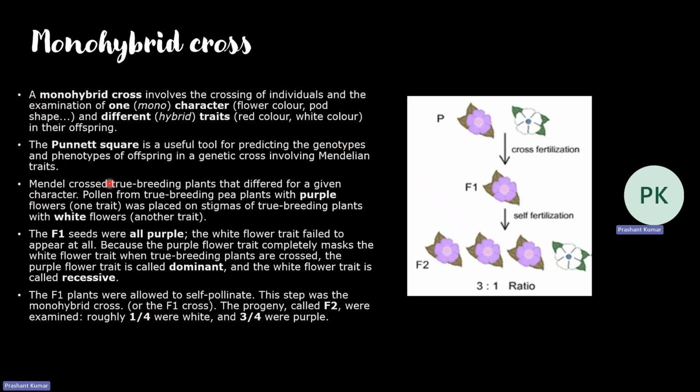Now, the Punnett square is a useful tool for predicting the genotype and the phenotype of offspring in a genetic cross involving Mendelian traits. So generally we do the cross to show the results. Mendel crossed plants that differed for a given character. Pollen from a true breeding pea with purple flower is placed on the stigma of a true breeding plant with white flower. So here they have taken two species, one with purple flower, another with white flower.